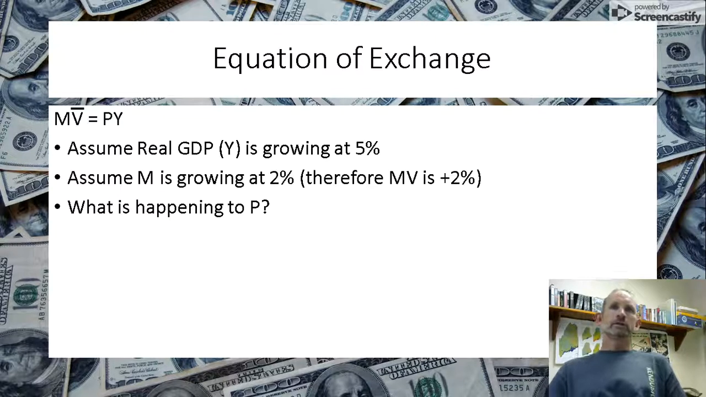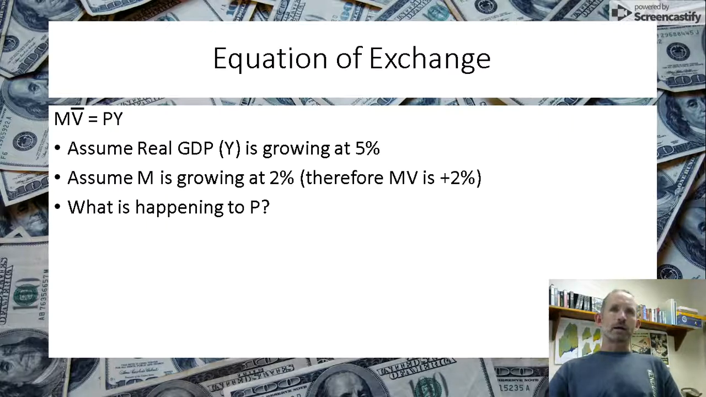So here's an example of how this equation is helpful. Remember, MV equals PY, that's our equation. Notice that V now has a little bar over it. That indicates that velocity is remaining constant, because we pretty much assume and have found that the velocity of money doesn't really change much from one year to the next.